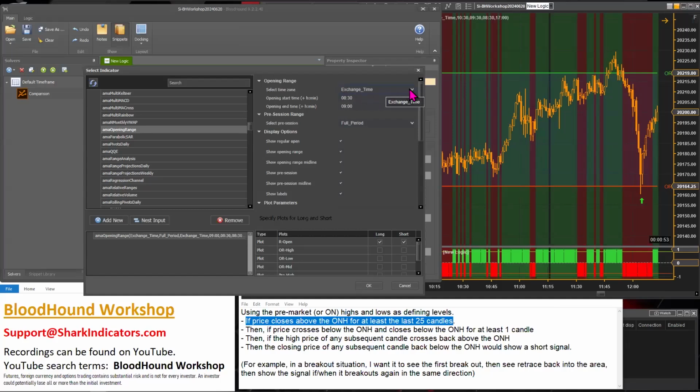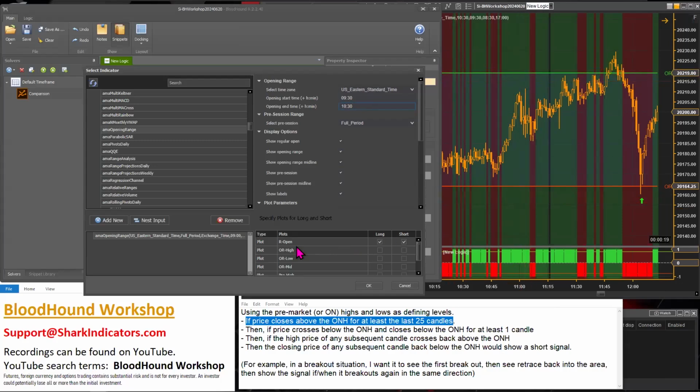I have my indicator set to Eastern Standard Time for the time zone, and we're going to go to 9:30. So it's a 1 hour opening range there. The main settings have been adjusted to match what's on my chart.